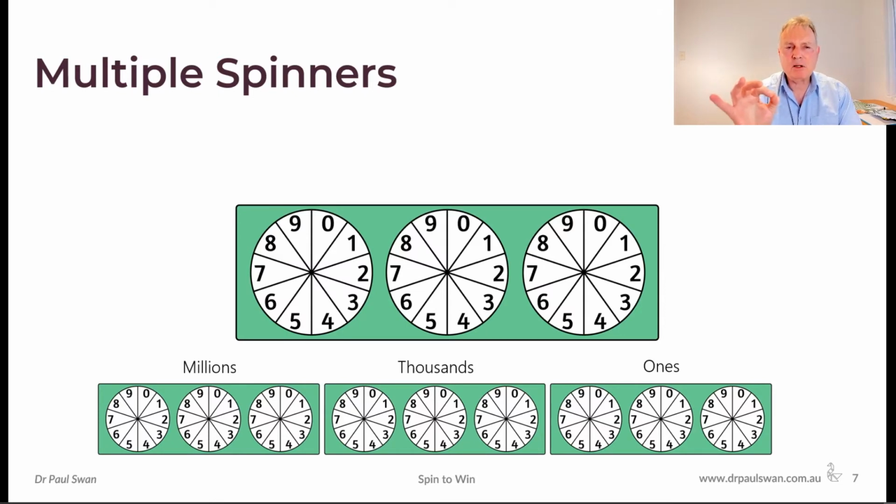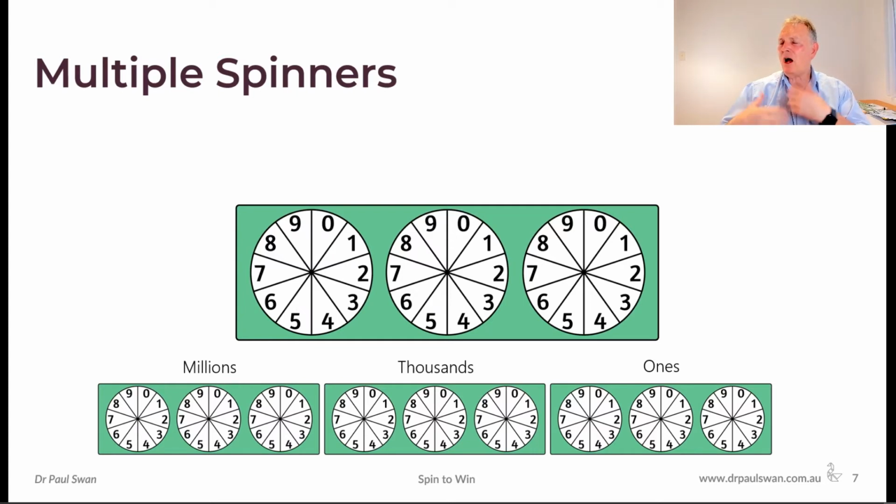Now the US, they would say 874 without the "and" in it. So whatever the local way of saying things is the way that you should use. But in this case here, we put 3 spinners together and we will do a 3-digit number.